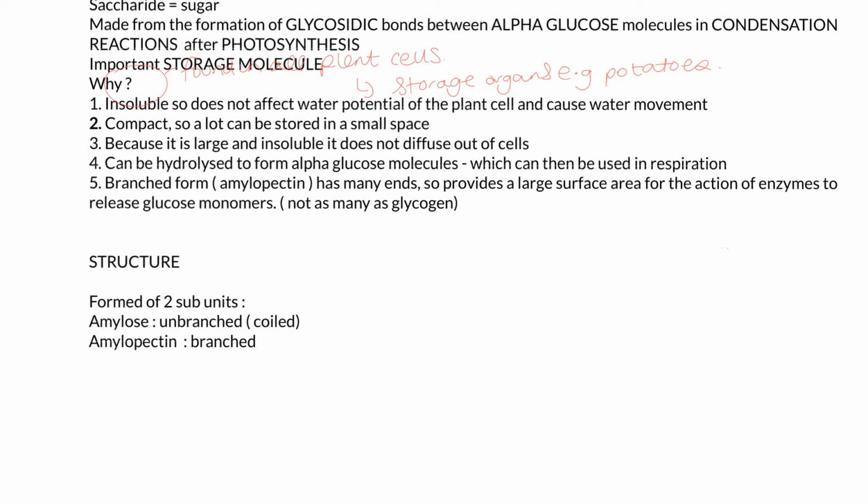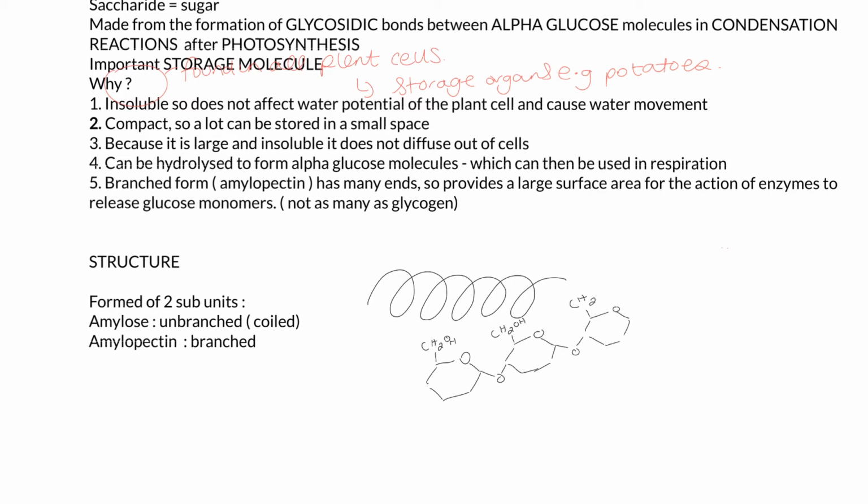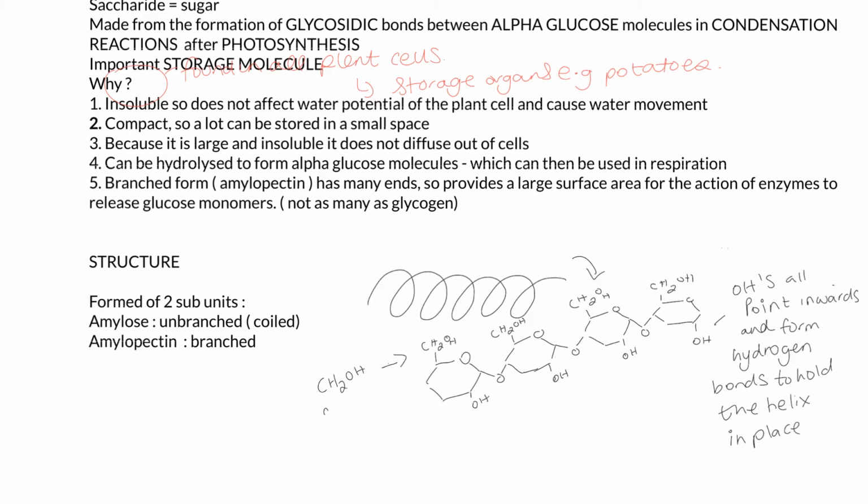So let's take a minute to have a look at the structure of amylose, which forms this coiled unbranched chain. So we can see that the coil is formed both by these series of 1,4 glycosidic bonds and also by these hydrogen bonds that are formed between the molecules in the coil that hold the helix in place.